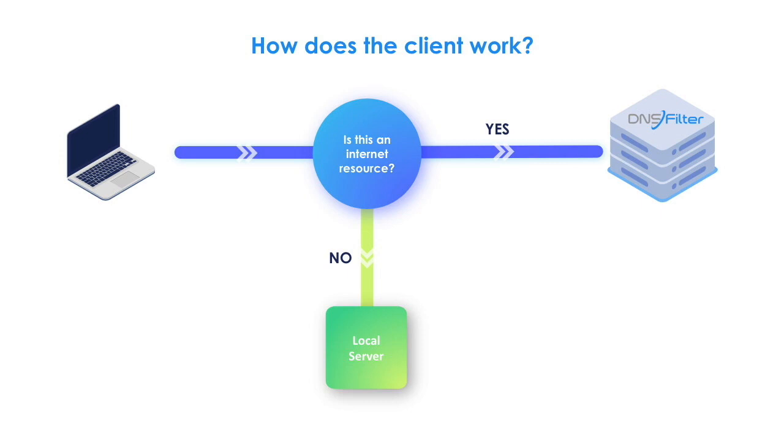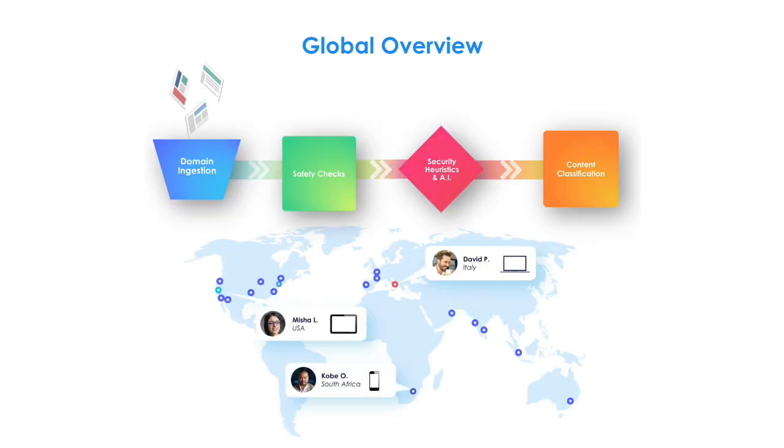The difference is when something is an internet resource. In that case, the agent takes over, the client takes over, and sends the query directly to DNSFilter, where it passes through our scan engine.